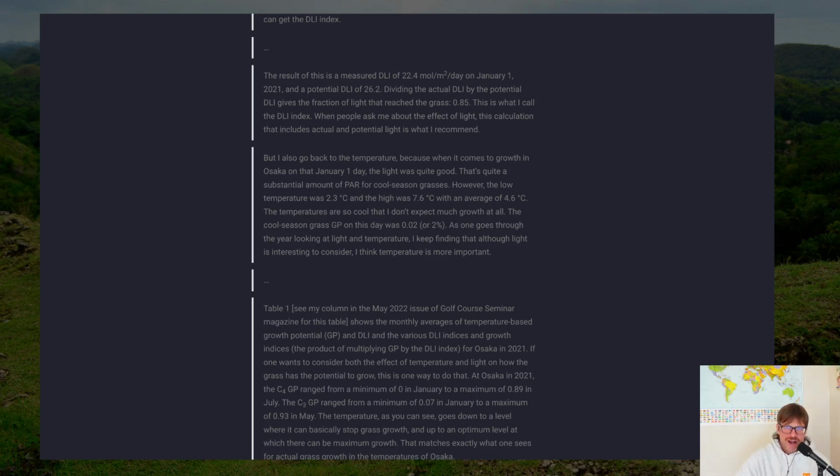The cool season grass actually has a light saturation point in midday of about 1,000 micromoles of photons of photosynthetically active radiation per square meter per second. And full sun in summer is about 2,000. So cool season grass can only use about half the available light anyway.